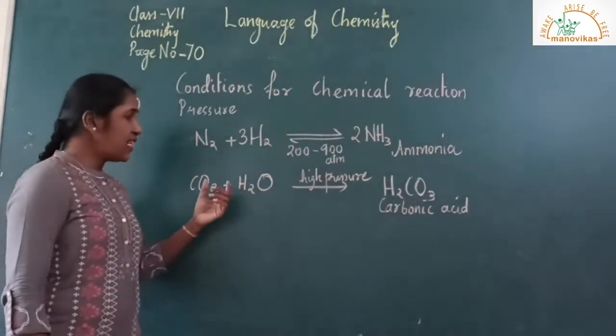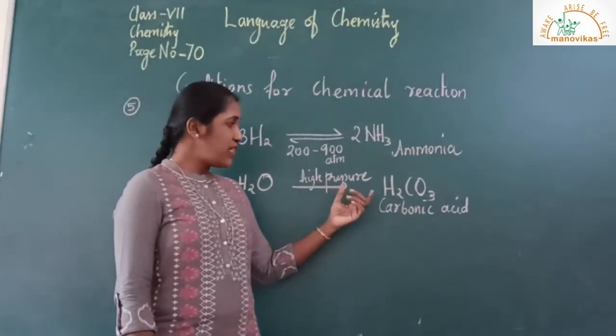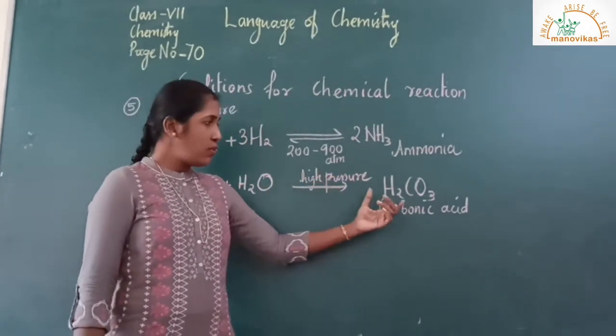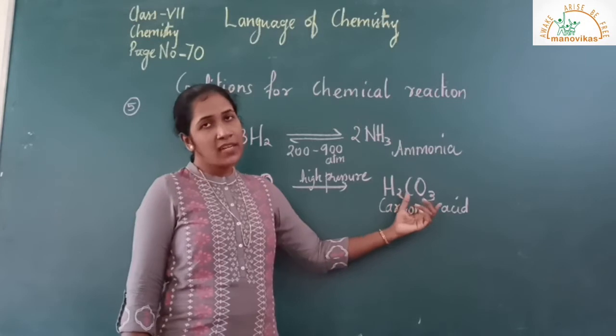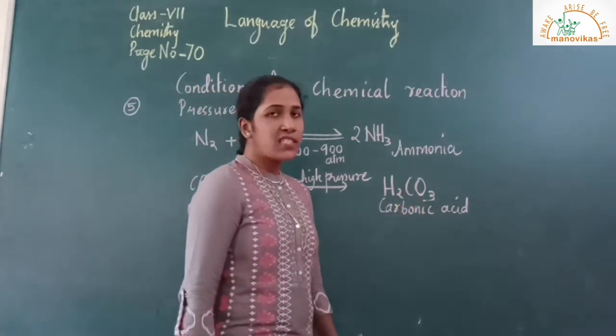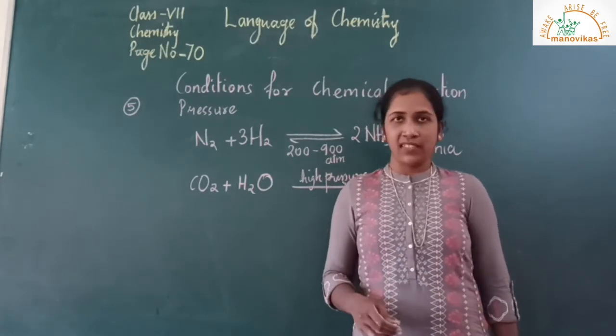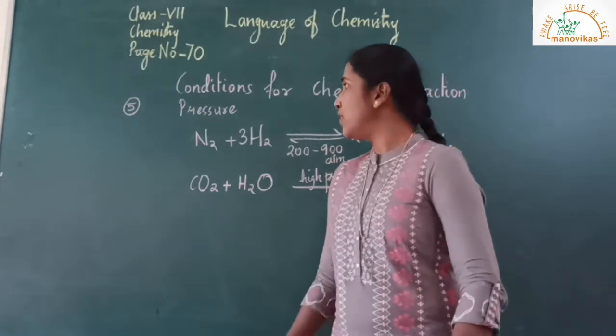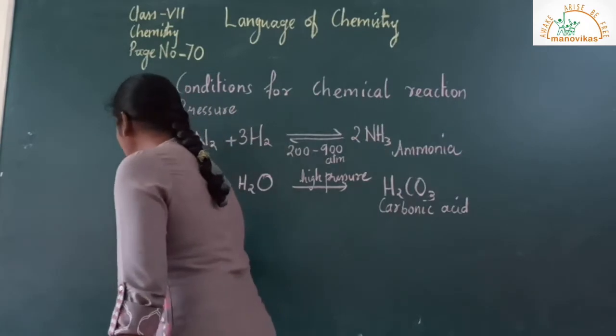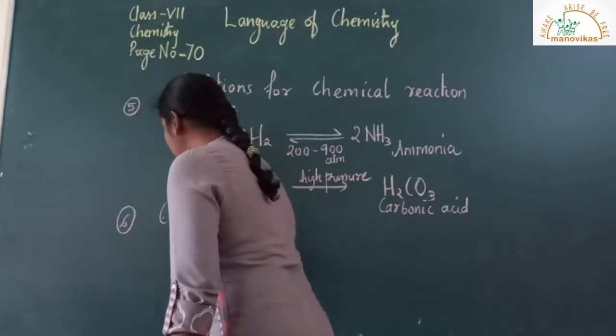Okay. So carbon dioxide combines with water in presence of high pressure. What you get is carbonic acid. Now this carbonic acid is mainly found in the aerated drinks wherein it tastes nice. Okay. The next one is electric current.